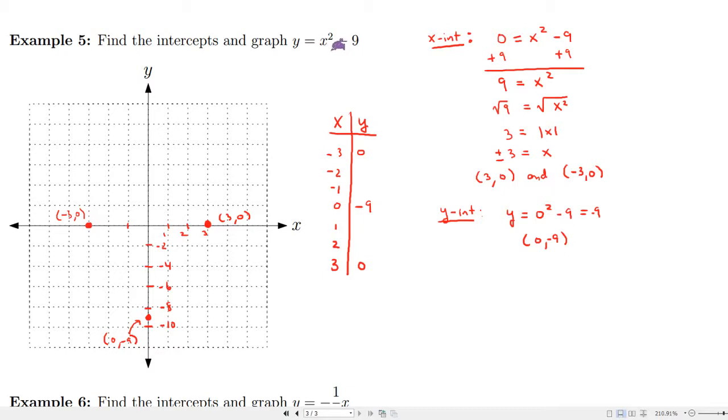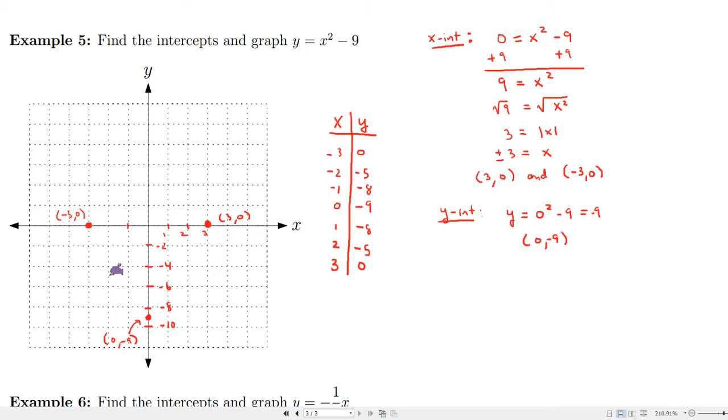So if I plug in -2, squared will be +4. 4 minus 9 is -5. Plugging in -1, that'll be 1 minus 9, so that's -8. 1 squared minus 9 is -8. 2 squared is still 4, and then subtract 9, we should have -5. So you see there's a symmetry here.